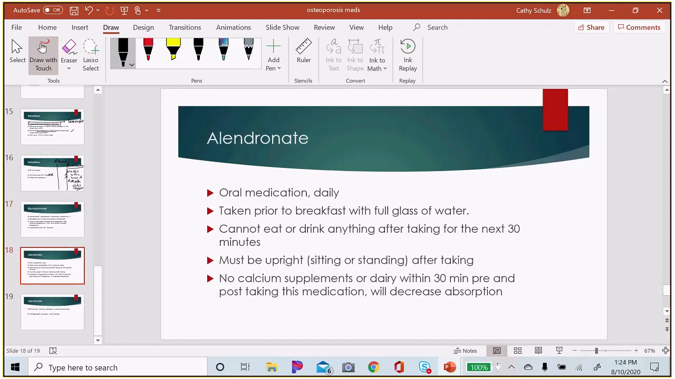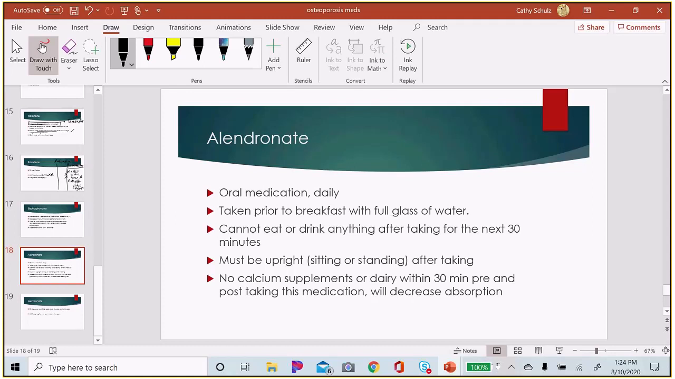It has some directions. It's an oral medication taken every day. It has to be taken prior to anything by mouth, no other medications, no breakfast, with a full glass of water, and you cannot lie down for 30 minutes after taking it.